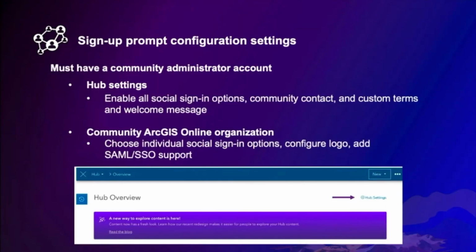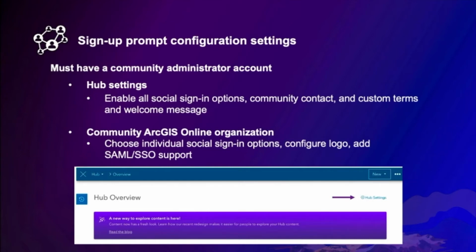Since community accounts are stored and managed separately, you must have a community administrator account to configure the sign-up prompt that appears when people follow and sign in on your site. You can sign in with this account through your Hub settings on the Hub overview page, indicated by the purple arrow in the image below, or you can go to the community's ArcGIS Online organization homepage.